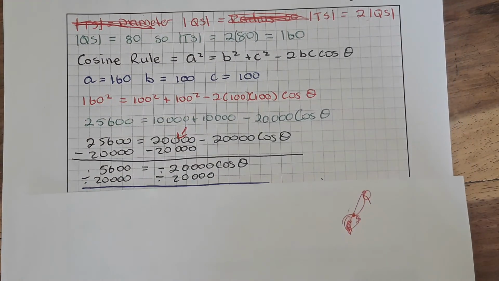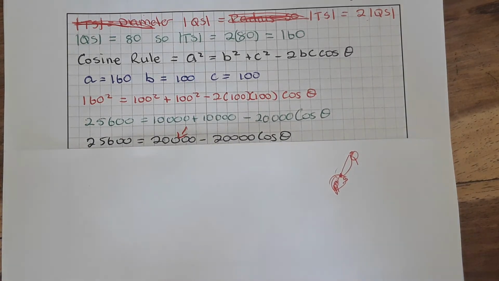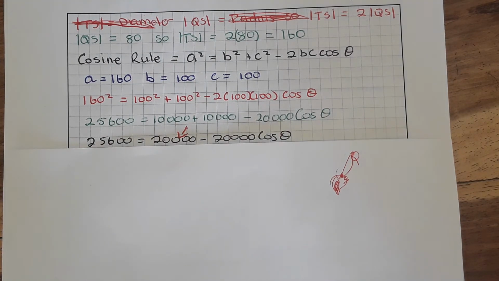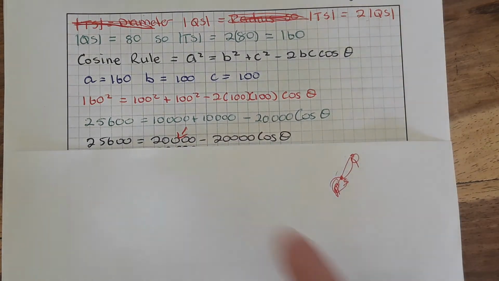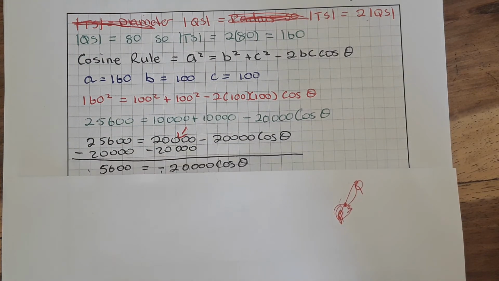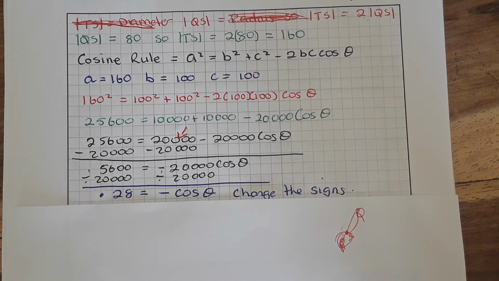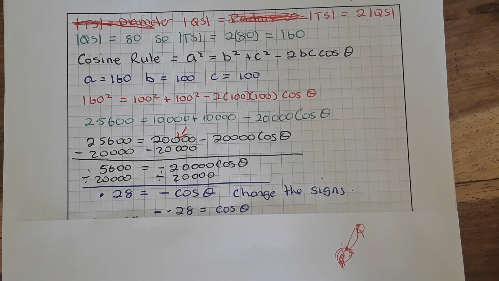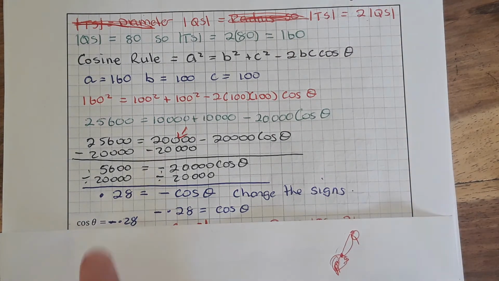So let's have a look at that again. We were here. You have 25,600 equals 20,000 minus 20,000 cos theta. You can't subtract those two because that's attached to that. So we subtract this from this side and this from that side, and you're left with 5,600 equals minus 20,000 cos theta. Divide by 20,000 both sides and you get 0.28 equals minus cos theta. We want cos theta, so change the signs. So minus 0.28 equals cos theta. So there you go, cos theta equals minus 0.28.